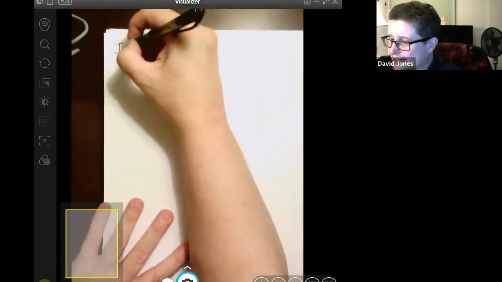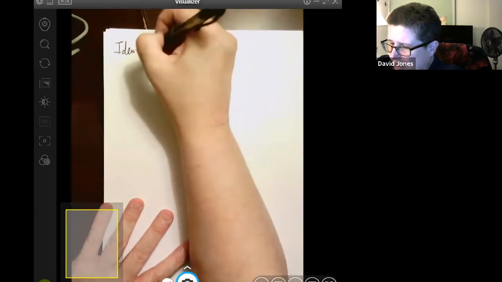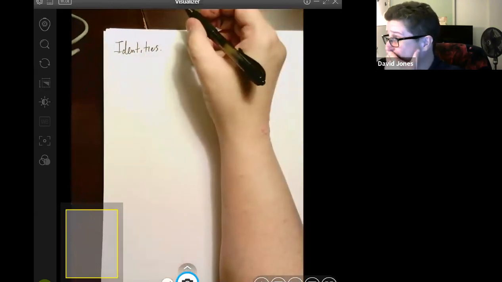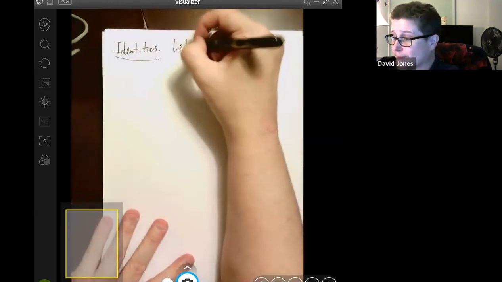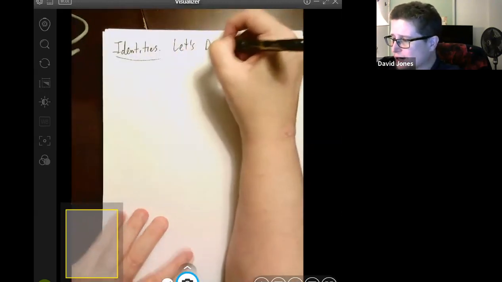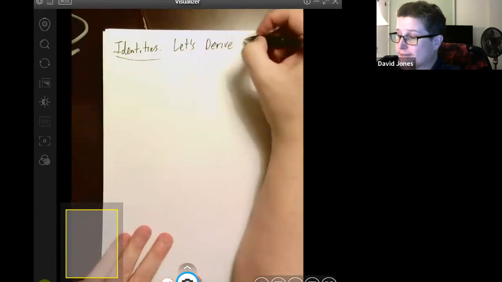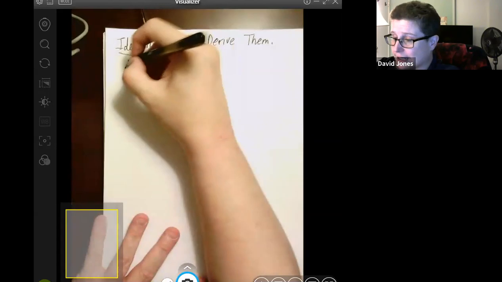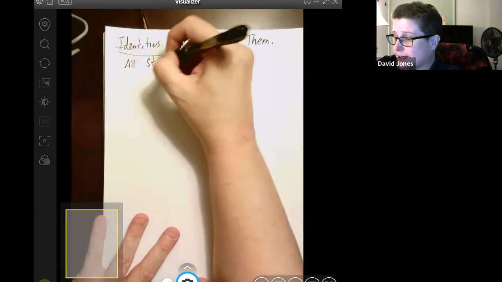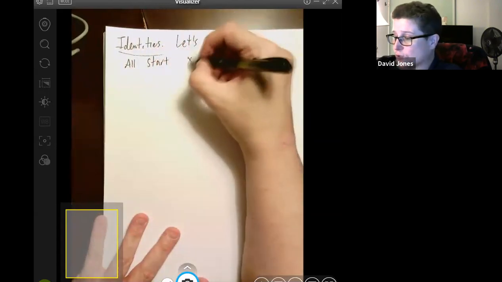Some more identities. And you know what? Let's derive them. If you know how to derive them, you actually don't need to memorize them. They all start with x² + y² = r².